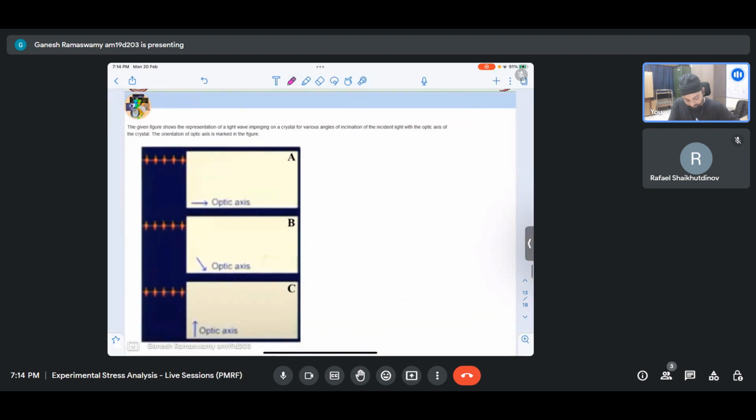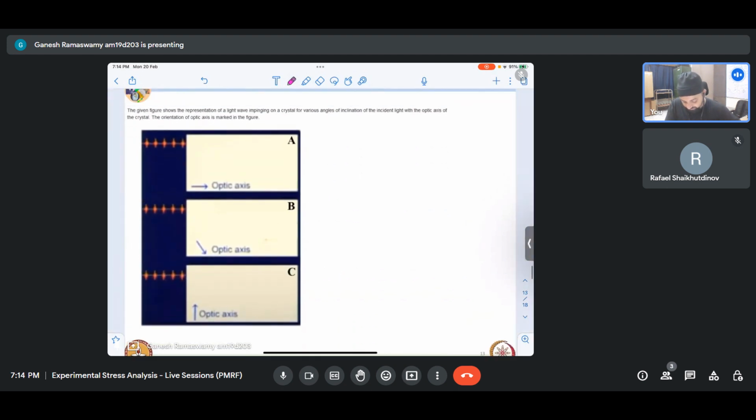Okay, so this is what I meant about the optic axis. The given figure shows the representation of a light wave impinging on a crystal for various angles of inclination of the incident light with the optic axis of the crystal shown. The orientation of optic axis is marked.